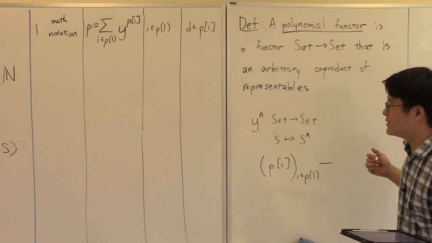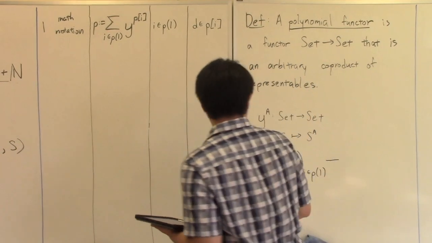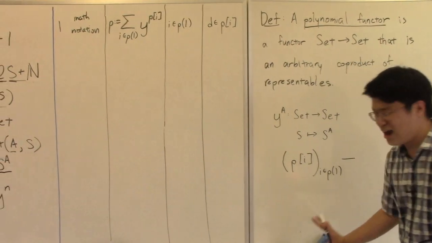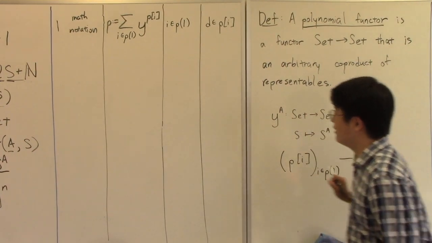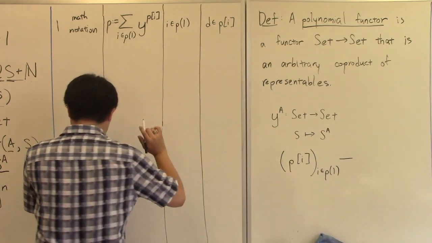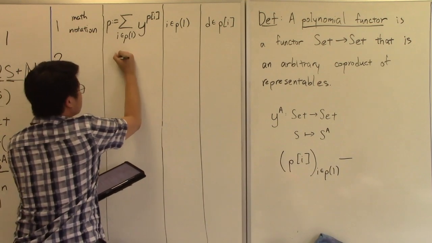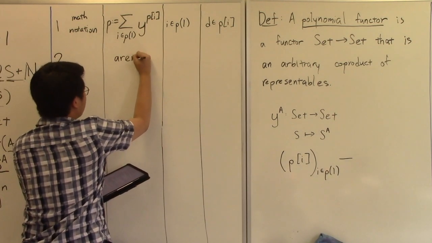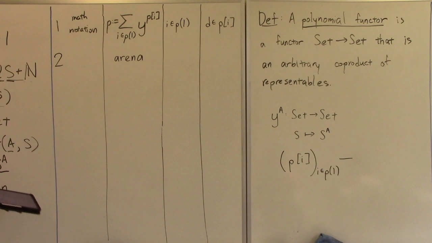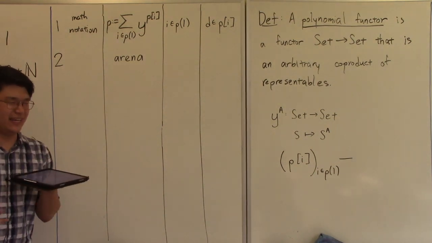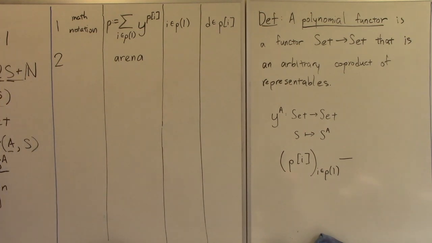But we have a special name for these based on the perspective we're going to look at them from. We're going to call this an arena. Now, I'm going to throw a bunch of words at you, and you don't necessarily need to remember all of them, but all of these terms are supposed to be evocative of the perspective that we're looking at these polynomials from.